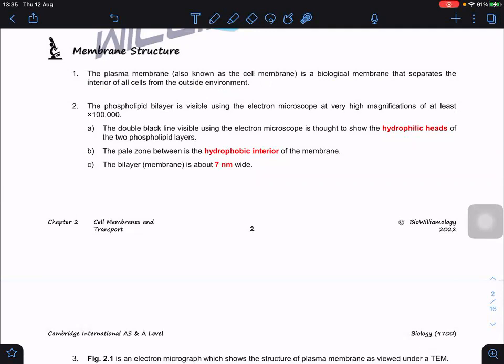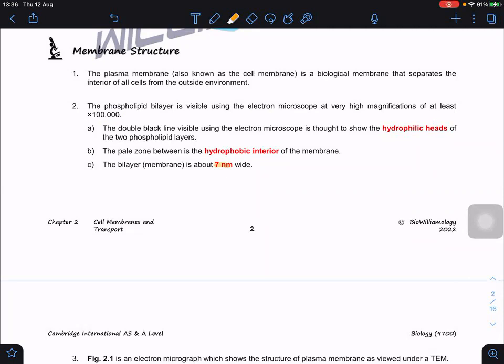If you want to view the cell surface membrane, particularly the phospholipid bilayer, we have to use an electron microscope because it has high magnification, at least up to 100,000 times, and we know that electron microscopes have higher resolution. Therefore, we will be able to view the hydrophilic heads and hydrophobic interior of the membrane. We also need to know that the bilayer membrane is about 7 nanometers.